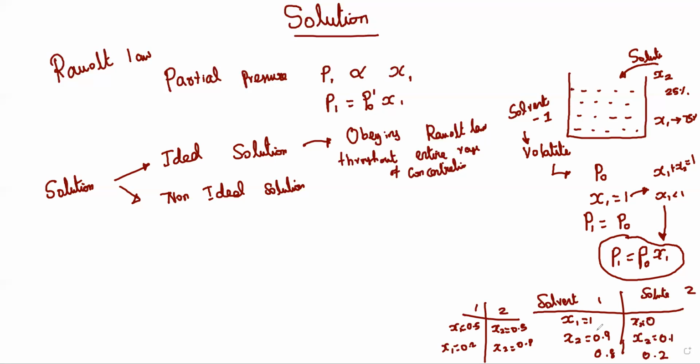In each concentration, it should obey. When X1 is equal to 1, it should obey. When X1 is equal to 0.9, it should obey. X1 equal to 0.99, it should obey. X1 equal to 0.1, it should obey. For all the different values of concentration we check Raoult's law, because Raoult's law can be easily verified. We know how to calculate the mole fraction.